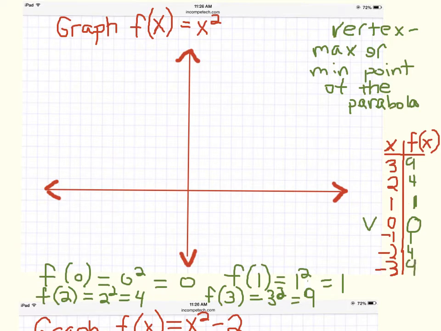It's going to be, as I said, a U shape. It's a curve, so it's not just connecting dots or connecting segments here, it curves. So I'll try to draw that as best I can. So here is 0, 0, and then 1, 1, and negative 1, 1, and then I'll go 2, 4, right there, negative 2, 4, and then I'll go 3, 9, which should be right there, and the other one's over here.